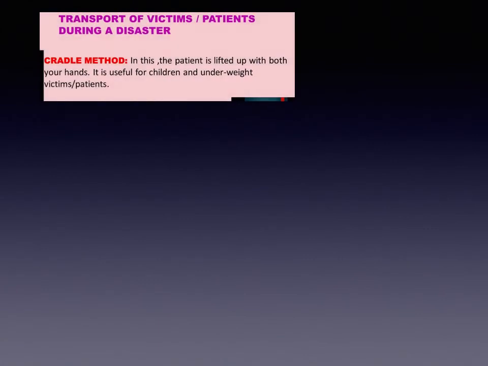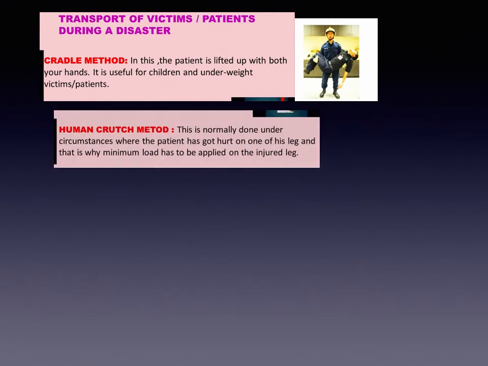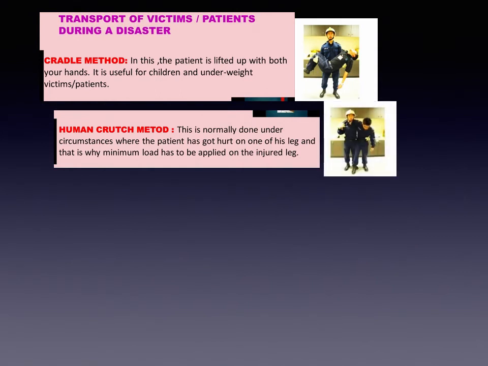Now we shall see transport of victims, patients during a disaster. The first method is the cradle method. In this method, the patient is lifted up with both the hands. It is useful for children and underweight victims or patients, as you can see in the picture. The next we shall see is the human crutch method. This is normally done under circumstances where the patient has got hurt on one of his legs, and that is why minimum load has to be applied on the injured leg.